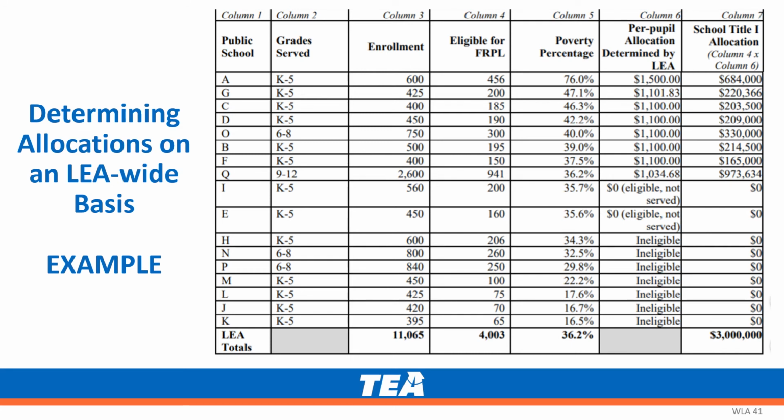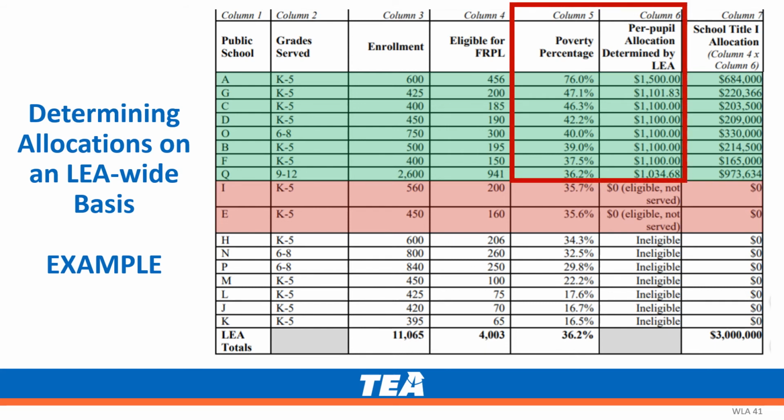In this example, the LEA chooses to allocate Title I funds to every eligible campus except campuses I and E, which are the two eligible campuses with the lowest poverty percentages. As per columns 5 and 6, the LEA ensures that a higher poverty school receives a per pupil allocation that is at least as high as a per pupil allocation of lower poverty campuses.